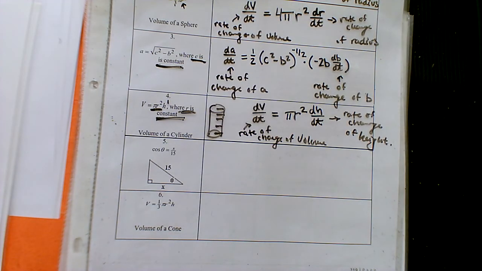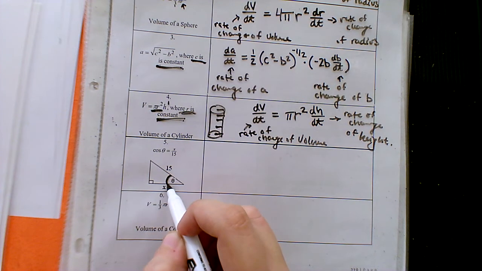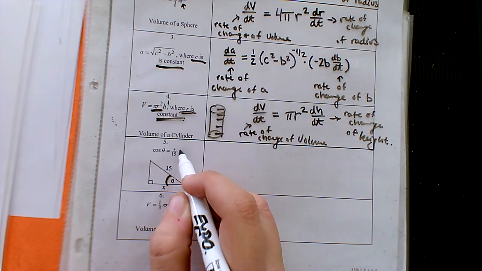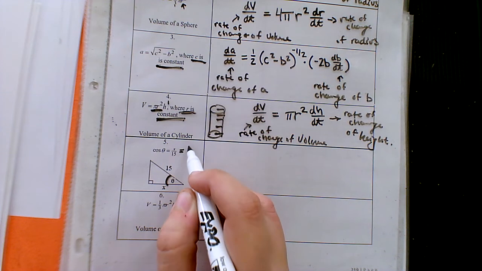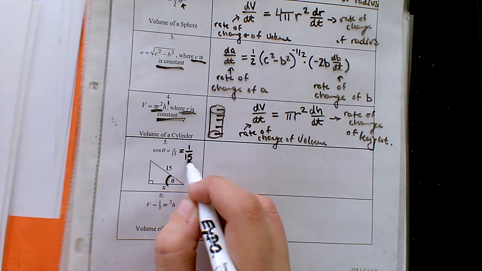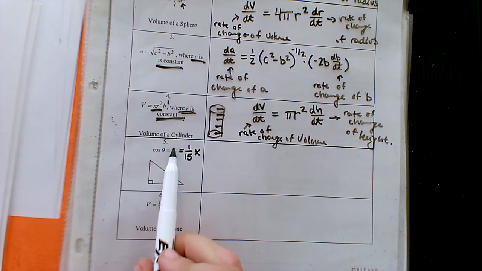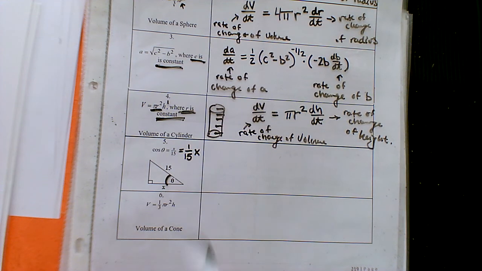All right, let's try a trig example. In our triangle, the cosine ratio of our angle is the adjacent side over the hypotenuse, so we have x over 15. It might be beneficial for us to rewrite this a little bit. This is the same thing as 1/15 x. So maybe instead of writing it as a fraction, you can bring out the 1/15 as a coefficient.